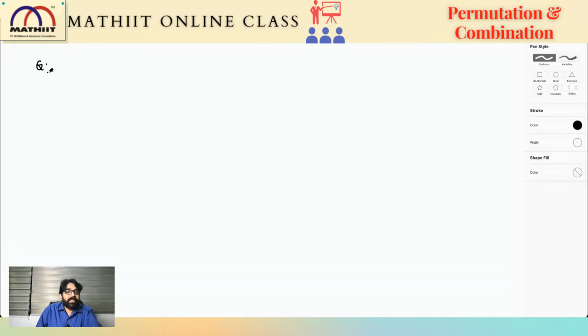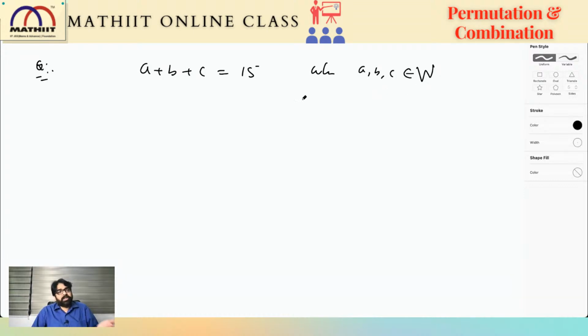Suppose I say solve this equation: A plus B plus C equal to 15, where A, B, C are whole numbers, meaning A, B, C are non-negative integers. So you say, sir, it's very simple, we can use our formula. Yes or no? We can get the direct answer. But let's do it by the coefficient method.